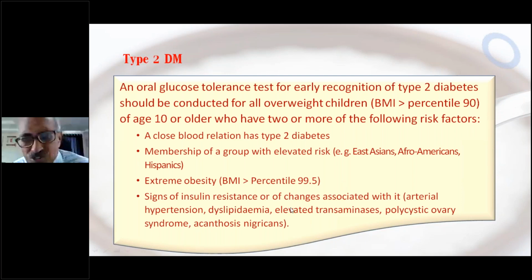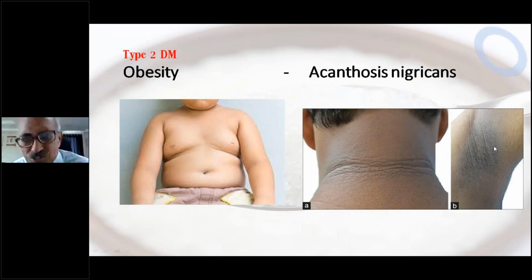Signs of insulin resistance and the changes associated with it, for example arterial hypertension, dyslipidemia, elevated transaminases, polycystic ovary syndrome, acanthosis nigricans. What do you call this? Metabolic syndrome. So if the signs of metabolic syndrome are there, and if any 2 of these are present, you better check an oral glucose tolerance test. So when I said acanthosis nigricans, what is it? This is around the neck. You can see the darkening pigment around the axilla, this scaling of acanthosis nigricans, and obesity. If you see both, definitely these children are probably candidates for type 2 DM.